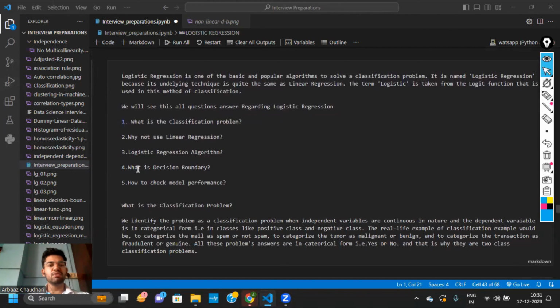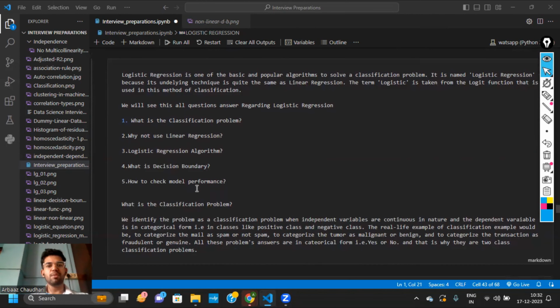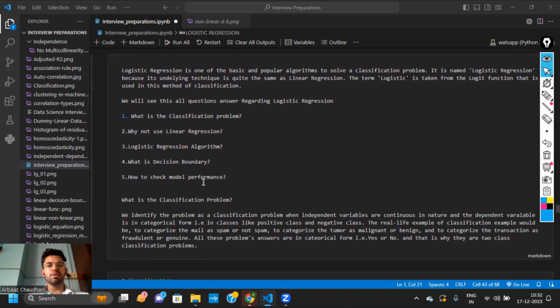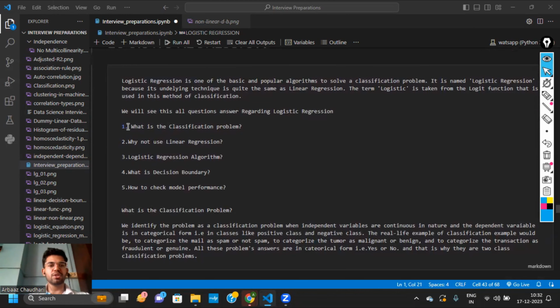And one more question, which is: what is a decision boundary with respect to logistic regression? We will be seeing that. And how to check model performance, I will take a separate video and make a separate video on checking the model performance of a classification problem. So in this video, only the first four questions and answers we will be seeing. First, second, third, fourth.